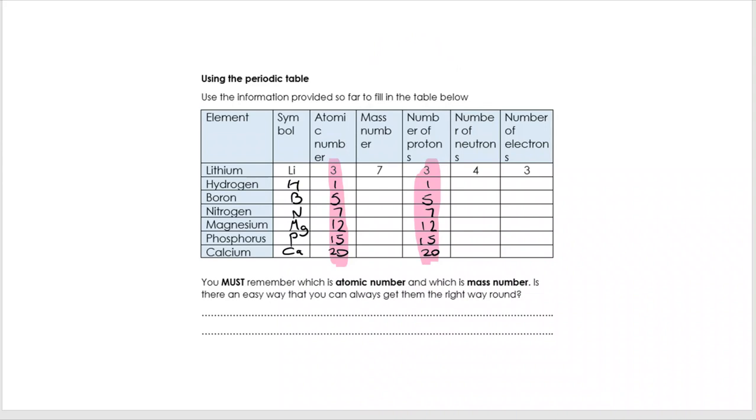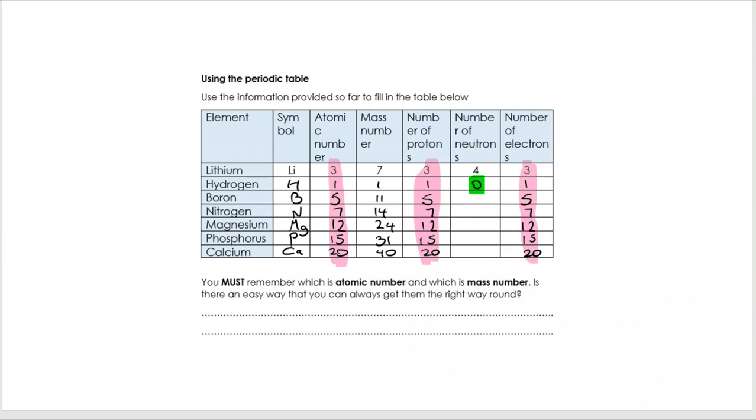And now let's also do the number of electrons. This third column remains identical, because in an atom, the number of protons is equal to the number of electrons, and the number of protons is equal to the atomic number. I can then go back to the periodic table to find my mass numbers. I've got 1, 11, 14, 24, 31, 40, taken straight from the data provided, and then I need to work out the number of neutrons.